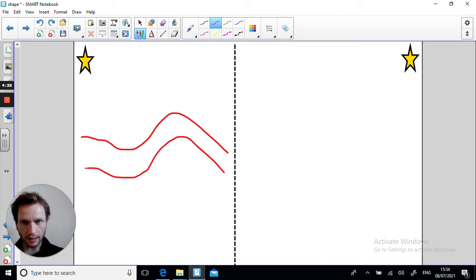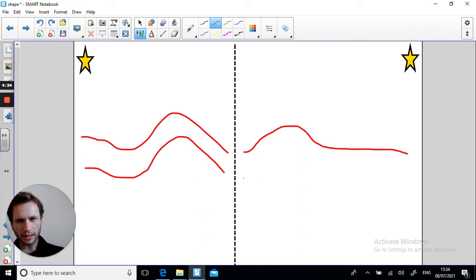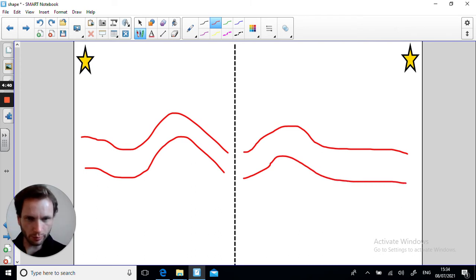But if I do that, I need to have the same squiggles on the other side. So let me do this. Okay, let's see if I can get it looking... Ooh, it's not quite right, but that's okay. We've just got to try as hard as we can to get it perfect. Okay, but that's not quite perfect, but I think that's a pretty good effort.